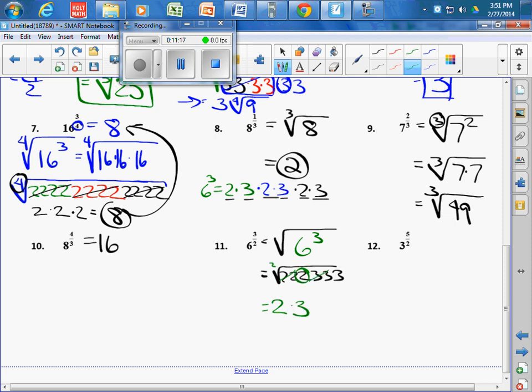Pull out a 3. This one stays behind. So outside I have 2 times 3 is 6. Inside I have 2 times 3 is 6. Your answer is 6 radical 6.